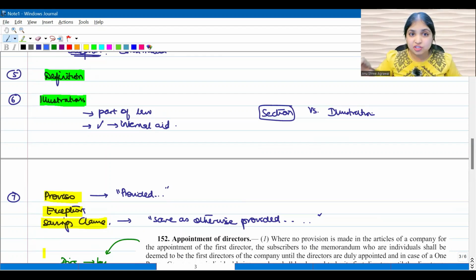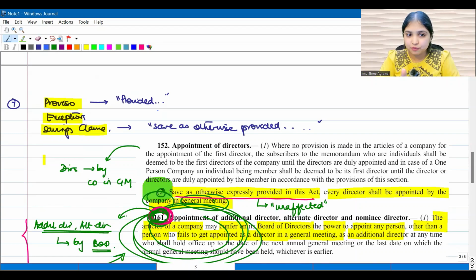Then we spoke about illustrations. Illustrations are a part of the act. They are not a part of the section, but they are a part of the act and we can use them for interpretation. However, they should not override the plain provisions of the act.